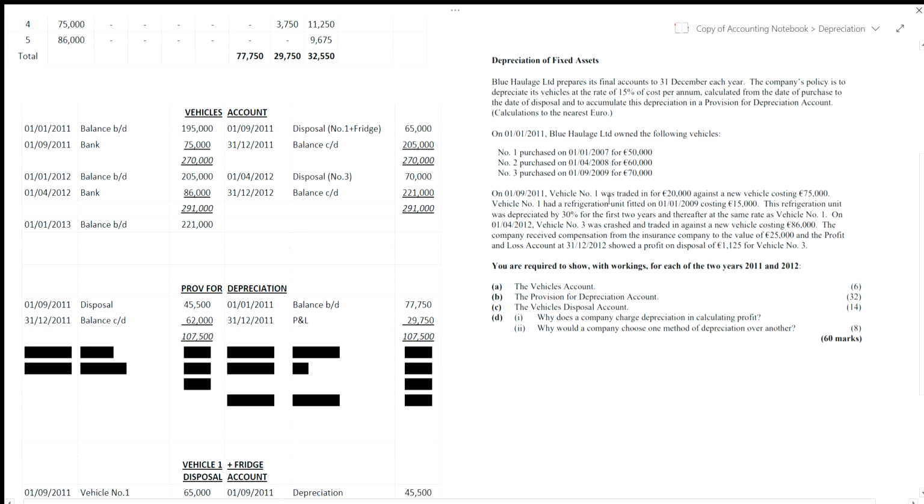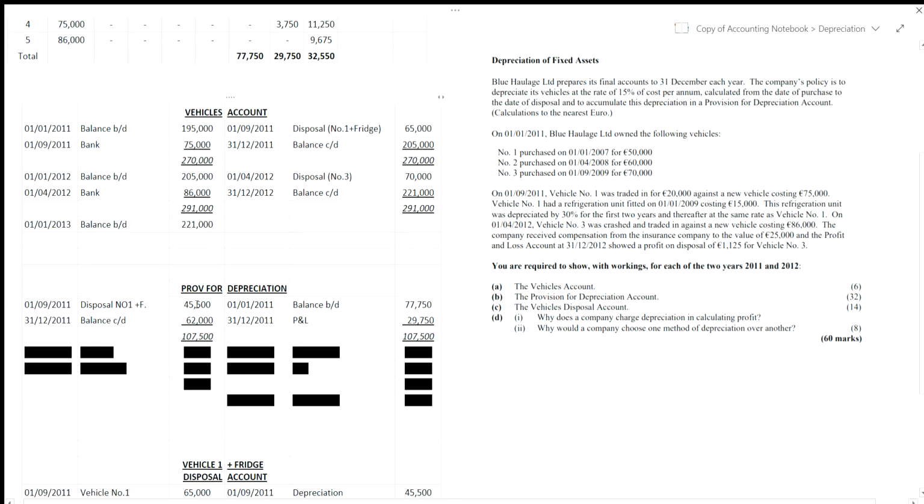I sold that vehicle, it's gone, so I take it out here. I put it on the debit side. This is my balance for depreciation at the beginning of the year. I got rid of vehicle number 1, and I'm going to say plus F for fridge. So I got rid of vehicle number 1 and the fridge. This was the total depreciation that those vehicles had, or that vehicle had.